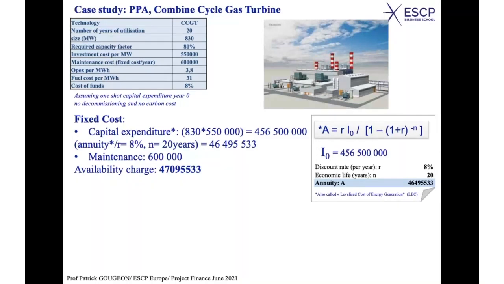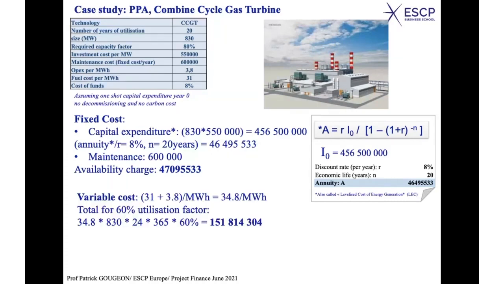47,095,533, including the annuity plus the maintenance. Now, what about the variable cost? What do you pay per megawatt hour? 31 for the fuel cost, and the other operating expenses, which is 3.8. In other words, 34.8 per megawatt hour.